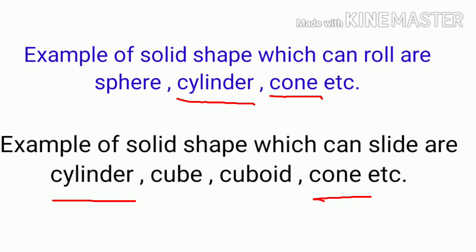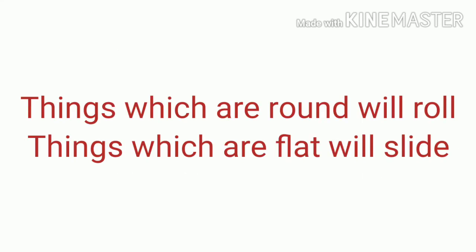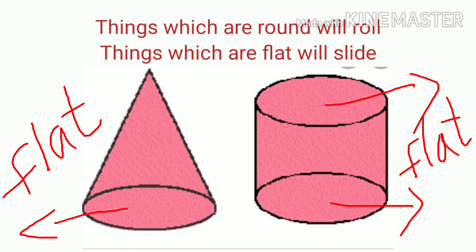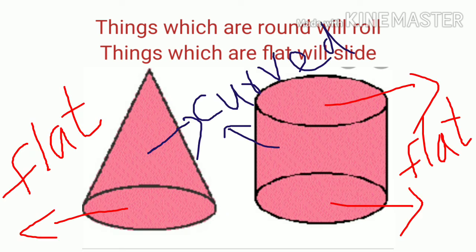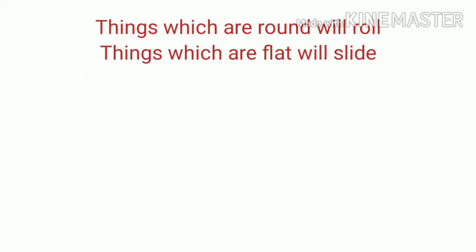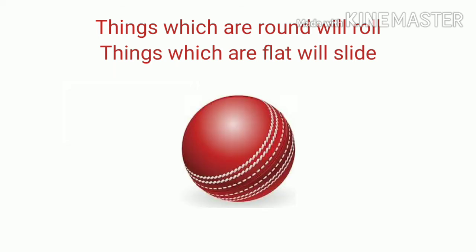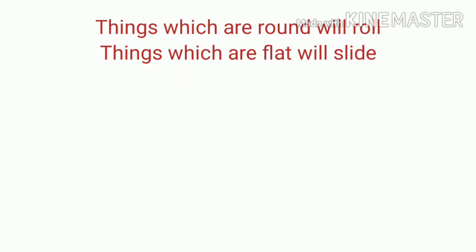See children, here cylinder and cone can slide and roll. Do you know children what's the reason? We learned things which are round will roll and things which are flat will slide. Here cylinder and cone have curved and flat faces. That's why they can roll and slide. Cube and cuboid have only flat faces, so they can slide. Sphere has only a curved face, so it will roll. Is it clear children? Yes.